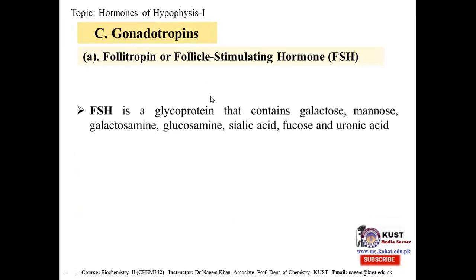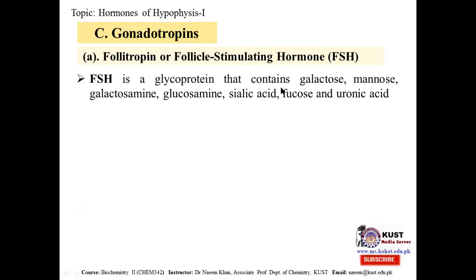Follicle stimulating hormone is a glycoprotein which contains galactose, mannose, galactosamine, sialic acid, fucose, and uronic acid. A glycoprotein is something in which carbohydrate is linked to protein. So this hormone is composed of many carbohydrates along with the protein part.